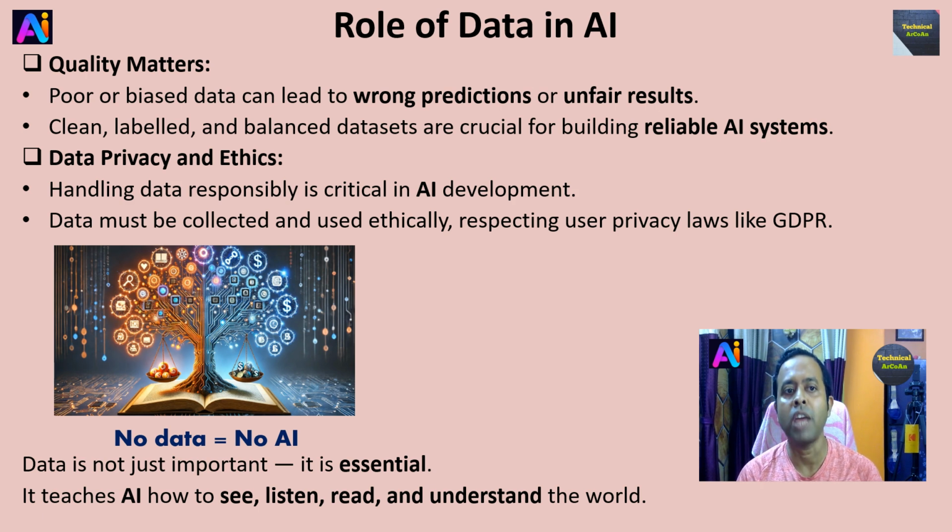Next one, data privacy and ethics. Handling data responsibly is critical in AI development, right? Data must be collected and used ethically, respecting user privacy laws like GDPR, right? So we can say no data means no AI. Data is not just important, it is essential as far as AI is concerned, right? It teaches AI how to see, listen, read and understand the world, right?